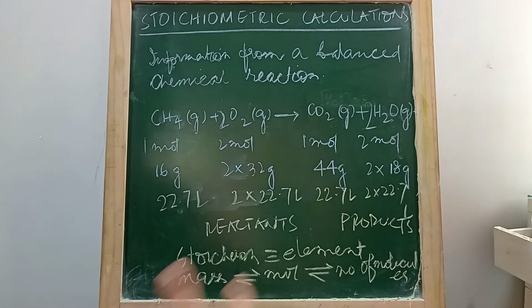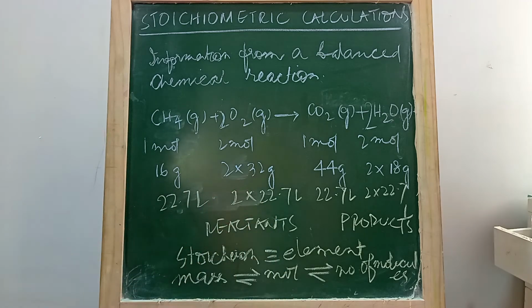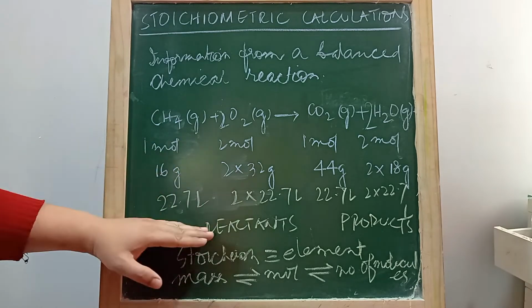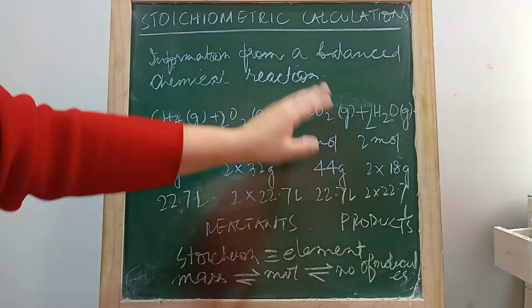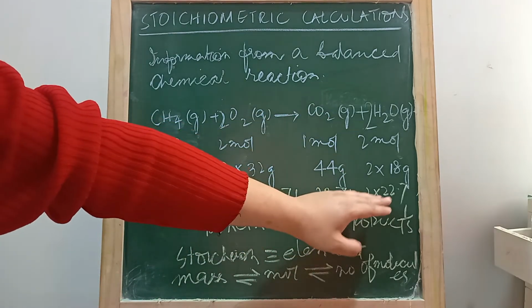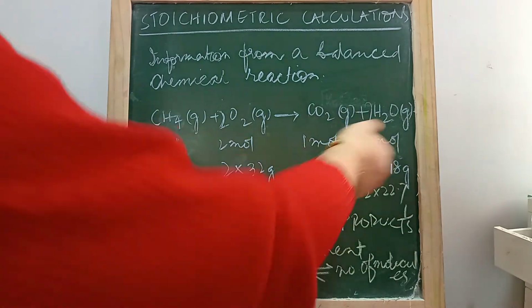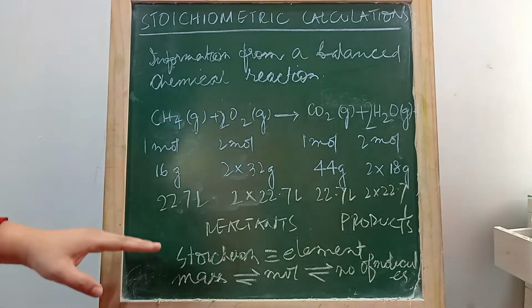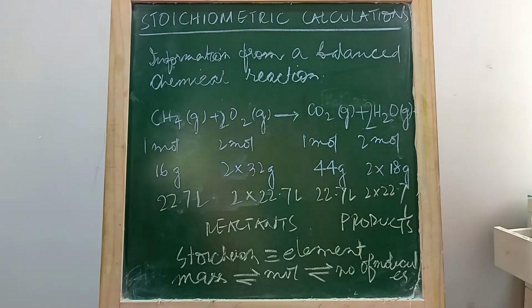Suppose this reaction is going on at a fixed temperature and pressure, and at that constant pressure and temperature, the volume of methane is 22.7 liters. So we can say 22.7 liters of methane reacts with 2 times 22.7 liters of oxygen to form 22.7 liters of carbon dioxide and 2 times 22.7 liters of water. So first we have got information in terms of numbers, molecules or moles, then mass, then it gives information regarding the volume if you're considering volume also.